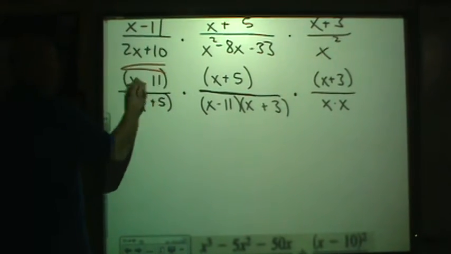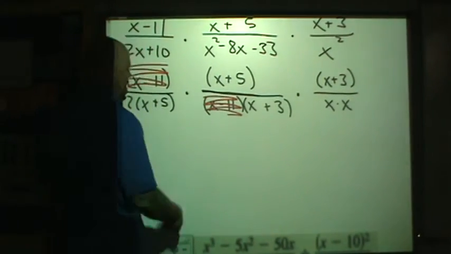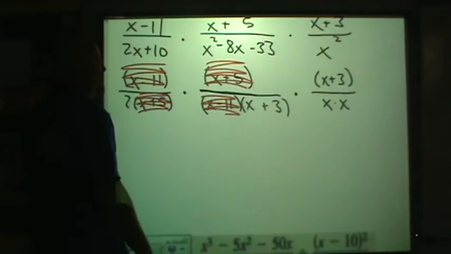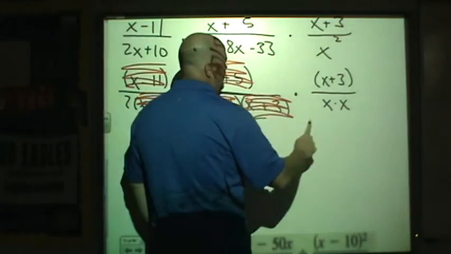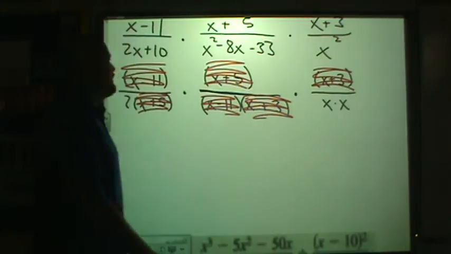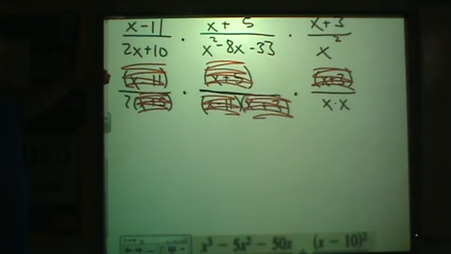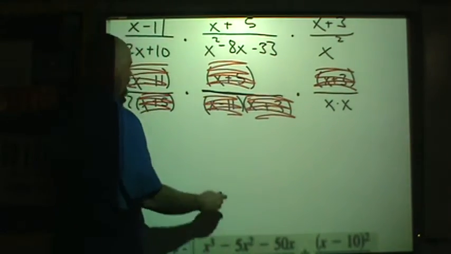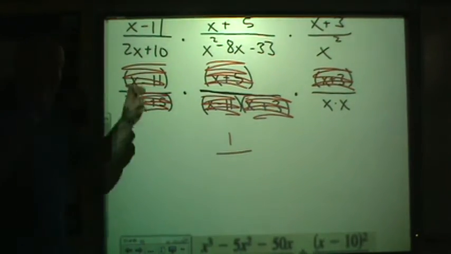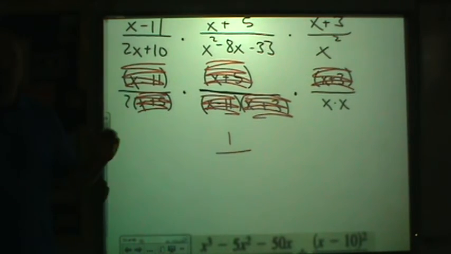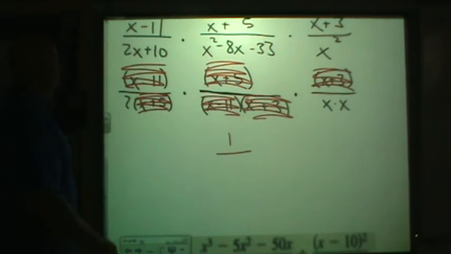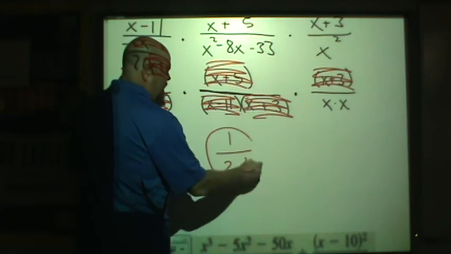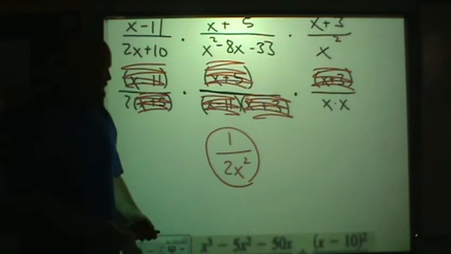So, x minus 11, x minus 11. x plus 5, x plus 5, these are all canceling on the diagonals here. x plus 3, x plus 3. So on the top, this is 1, 1, 1. So all the way across the top, I have nothing, but technically there's a 1 there when I cancel those factors out. On the bottom I have a 2, and then x squared that I separated. I didn't actually have to do that. So I'm done here.